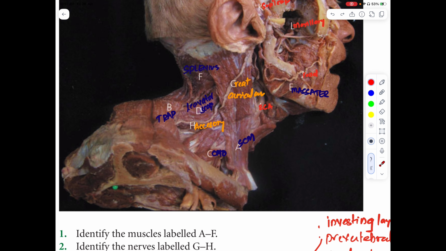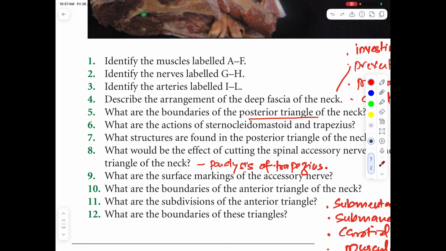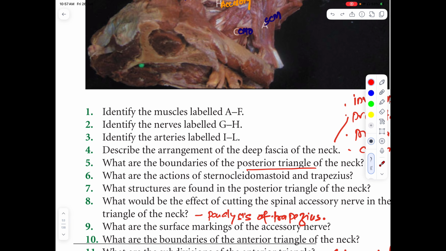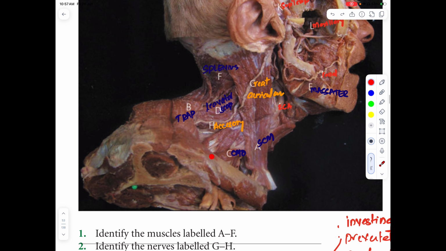The question is surface marking. This is the question. Transverse process of atlas to the anterior border of trapezius, 5 cm above the clavicle. So there is a clavicle, you just measure 5 cm above, and anterior border. Transverse process of atlas to the anterior border of trapezius. So trapezius, so here this is the accessory nerve now.